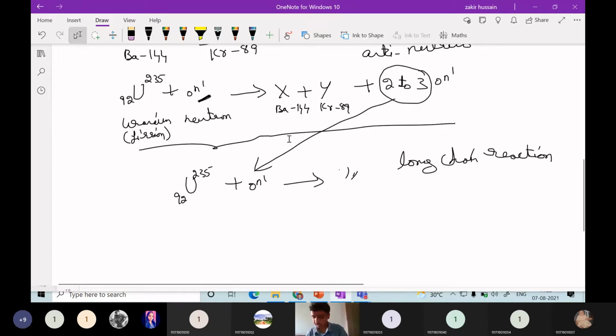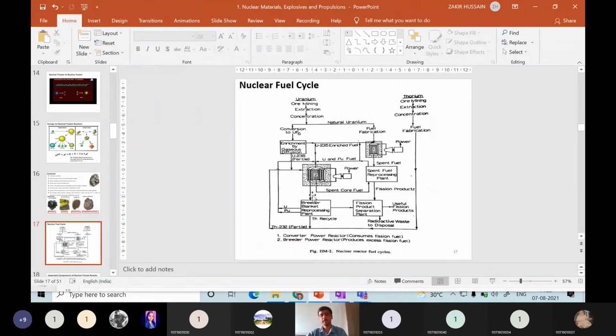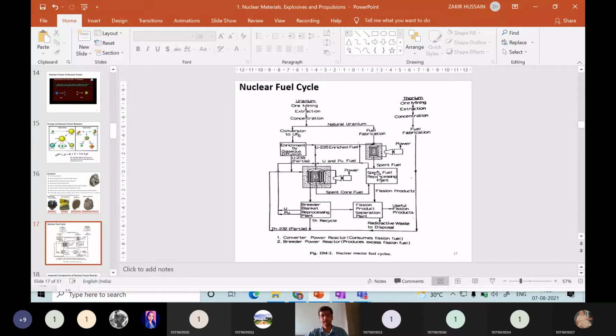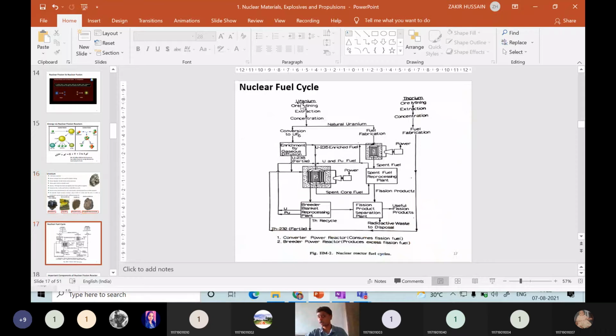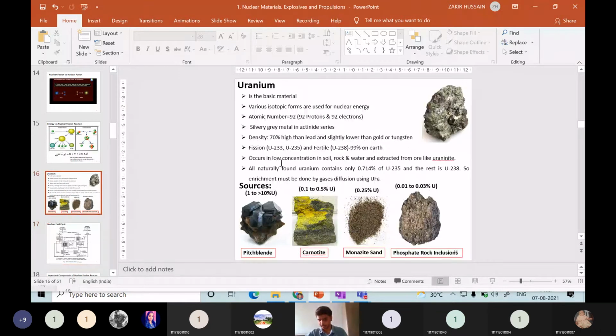Okay, then the next topic is the flow sheet. Many times they ask you to explain in detail, or draw a neat diagram of, the nuclear fuel reactor cycle or nuclear fuel cycle. You have to draw this and give the explanation I have given. Before that, you have to explain what uranium is. Some facts about uranium are given here, along with their sources. They ask about these sources many times in short answer questions.